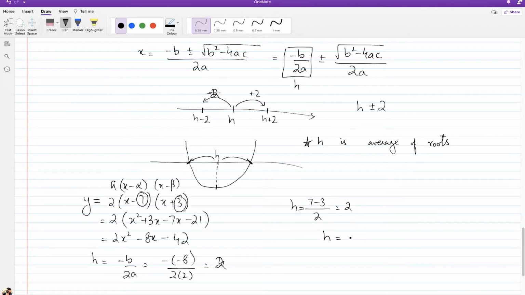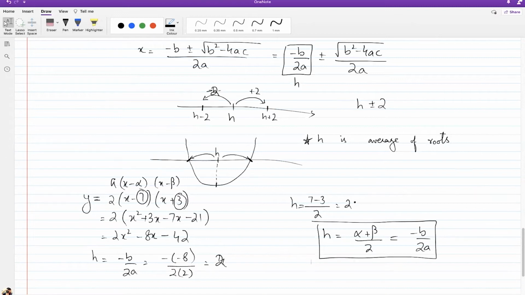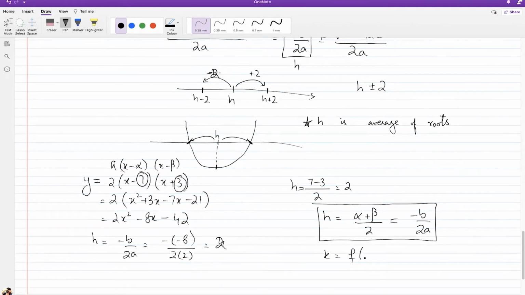The vertex can either be found through the completing the square method, or you can say, okay, alpha plus beta over 2, the two roots over 2, which is equal to minus b over 2a. This shortcut will help you quickly draw any equations that you want. And you can put this in the exam answer if you want to find h, unless they specify that you have to use the completing the square method. And then obviously k, or the turning point, is f of h. You just plug in x equals h and then you find the answer.